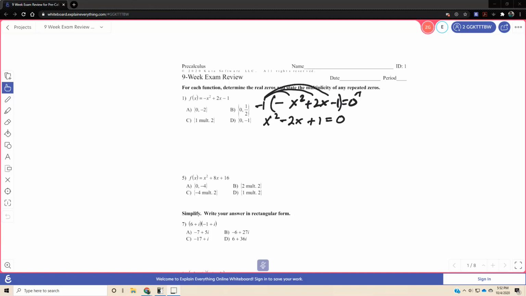Now we're going to use the factor sum method. We are going to find the factors of 1 that will give me a -2 when we add them. So we have -1 times -1 gives you 1, and then -1 plus -1 gives you -2. So we have x minus 1, and then we have x minus 1 equals 0. So you see how we are repeating two roots? So that would be a multiplicity of 2.